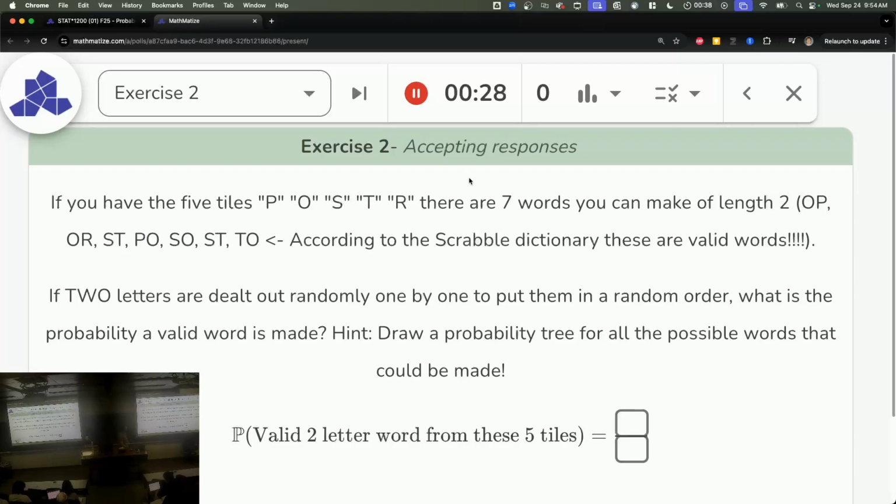So there's 7 valid 2-letter words. But how many, we have 5 tiles. We're going to pick out just 2 to make a word. How many ways can we do it? Question over here, yeah.